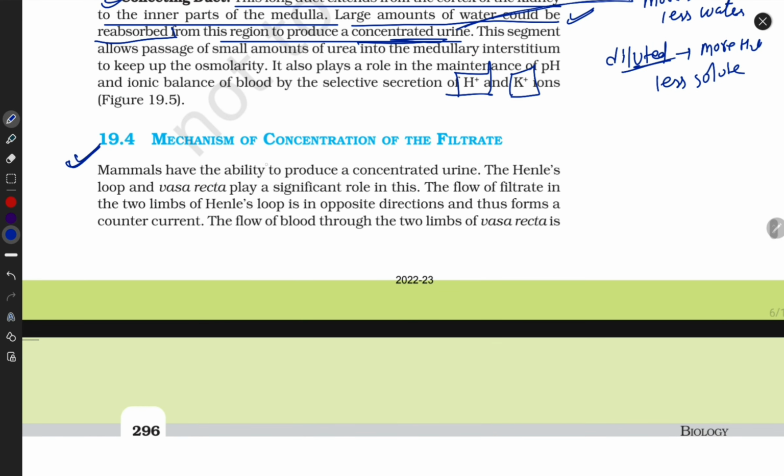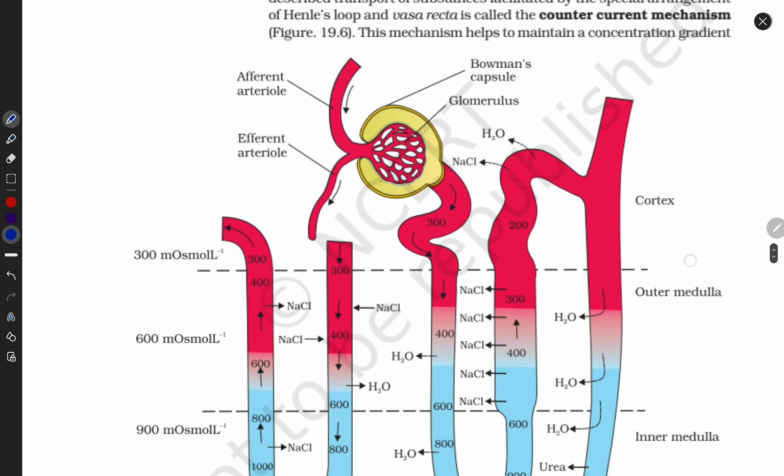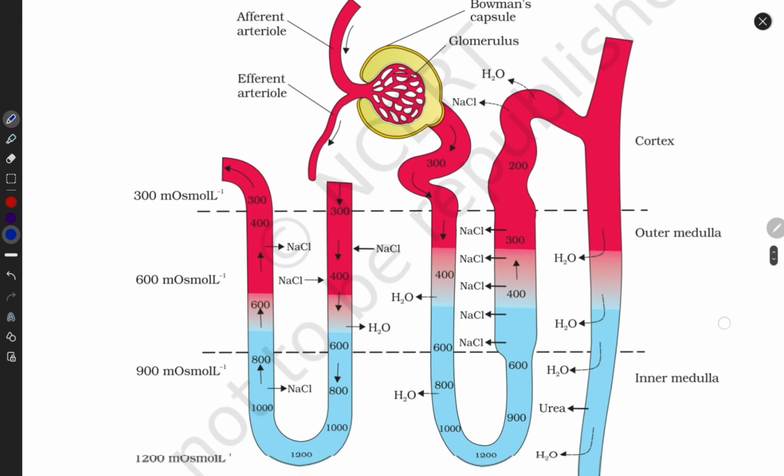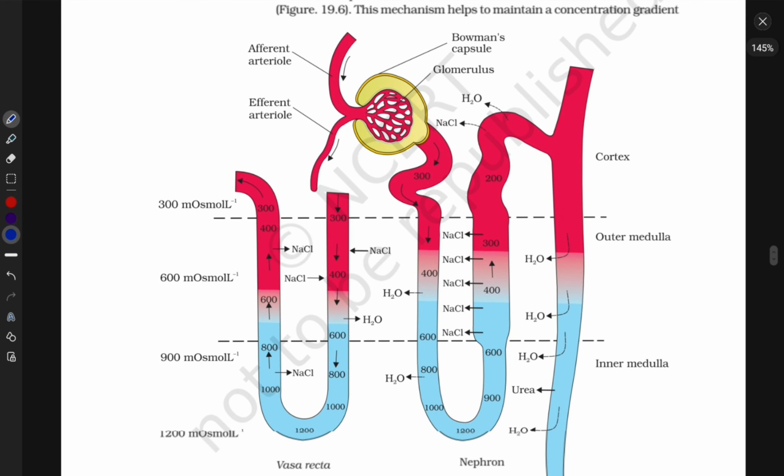Let's quickly review the mechanism of concentration of filtrate, and how the kidney balances osmolarity. Let's start with this diagram, and you can understand everything. I'll explain here. Come with me, guys.